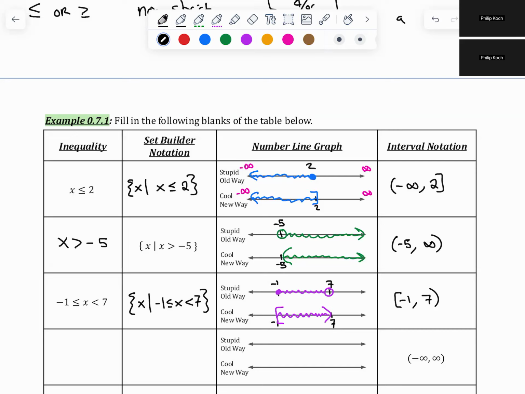And you have my permission. If your teacher in the future uses a solid dot and the open circle, you can say that Phil said you're an idiot. Not an idiot, just behind the times.